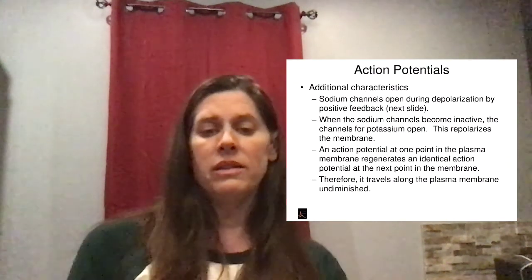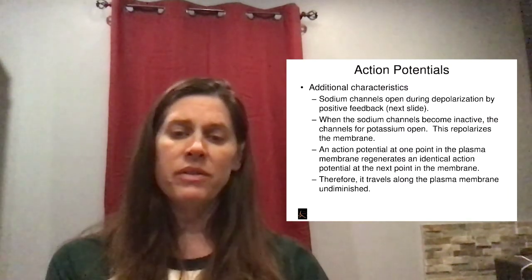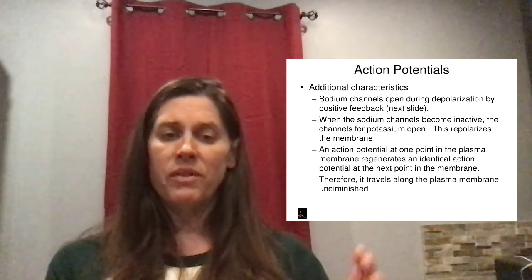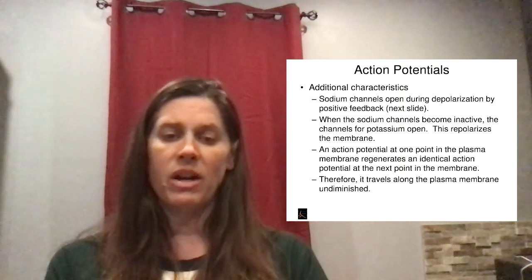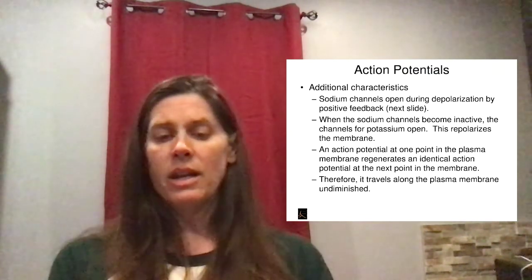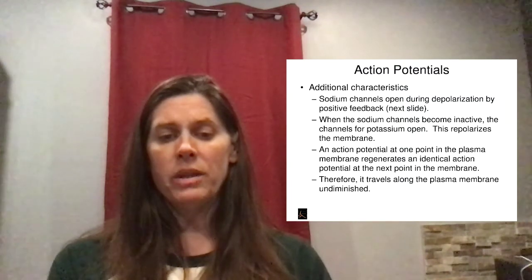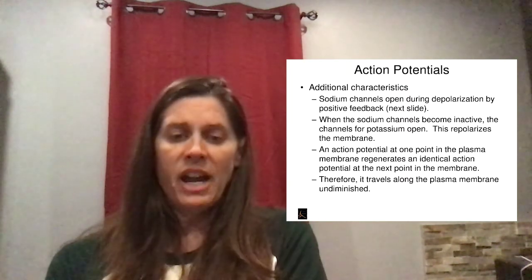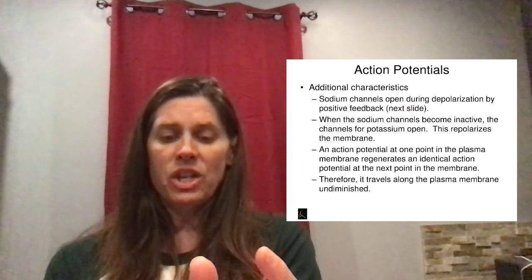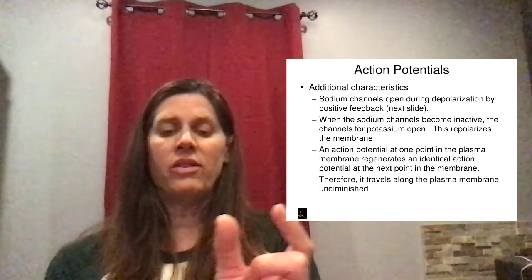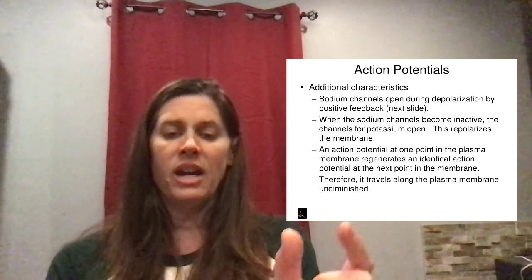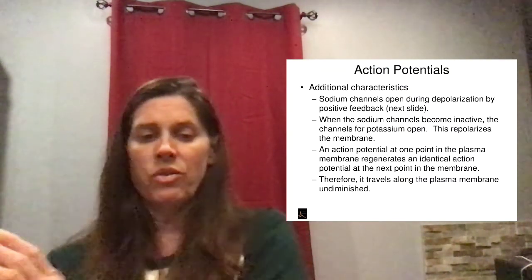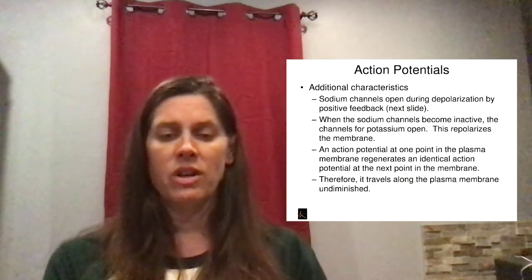Okay. Next one, when the sodium channels become inactive, then the channels for potassium open. So it's a sequence of events. That sequence is important. That's going to cause the repolarization. And again, the action potential at one point in the plasma membrane, at one section, is going to generate an identical action potential right next to it, adjacent to it, which will cause the next action potential to run adjacent to that. And you can see that's movement, that's electricity moving down the neuron. That's how it goes from the cell body down to the axon terminals.